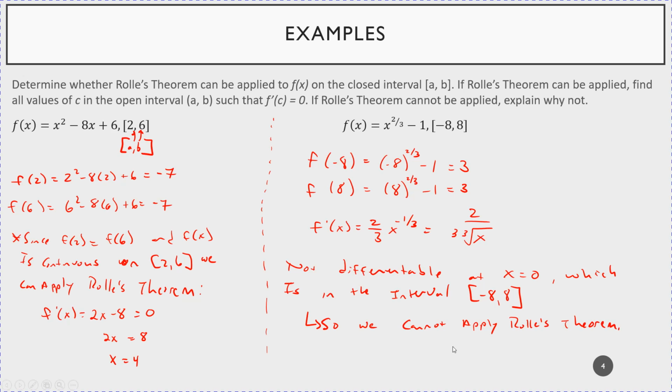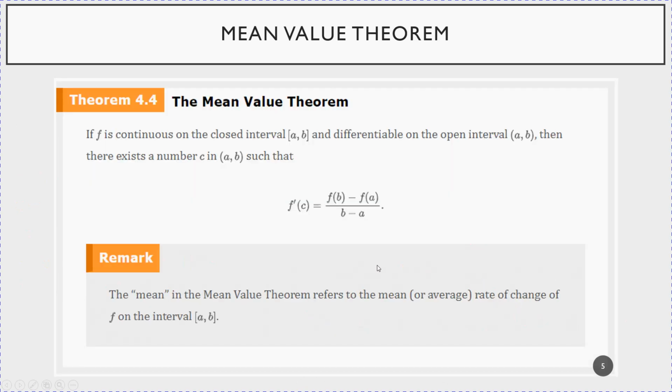So that's Rolle's theorem. Let's now talk about the mean value theorem. So if f is continuous on a closed interval from a to b, and again differentiable on the open interval from a to b, then there must exist some number c in that interval a to b, such that f prime of c is equal to f of b minus f of a divided by b minus a.